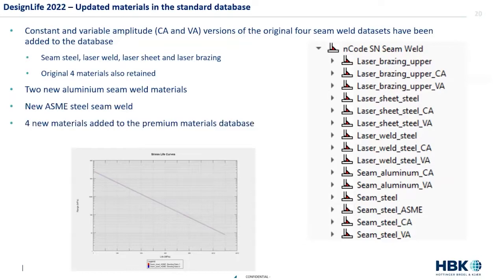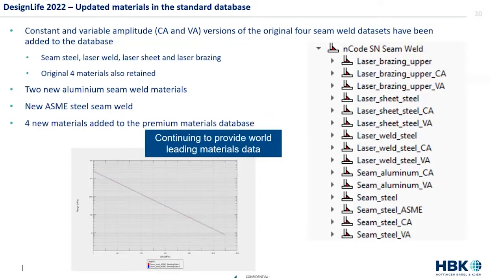And we've also added 4 new materials to the premium material database that is available via the token system. It's continuing to provide world-class materials data. So if you have any requests for material data you would like to see in the premium material database, just let me know. It's always useful to know what the customers want in terms of materials data, and we'll always look at seeing whether there's a general reason for adding that material.